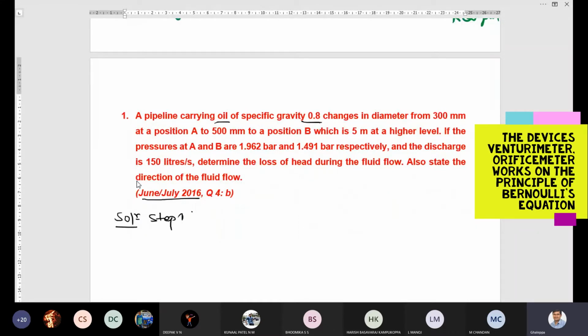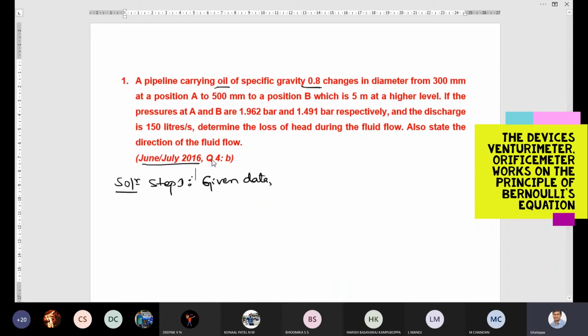We will write the given data. Parallelly, we will write the given data so that you will understand the solution easily. Carrying oil. What type of fluid is it? It is a liquid, that is oil. Specific gravity 0.8. Specific gravity will be represented by the symbol S, that is 0.8. We don't know why he has given specific gravity. It may or may not be required. As of now, he has given it, so we have written it here.